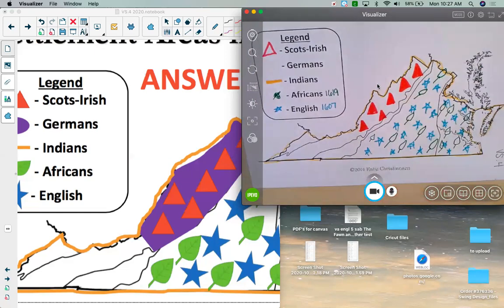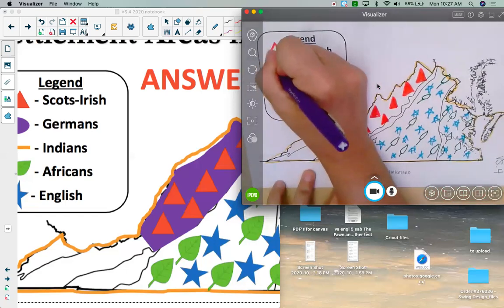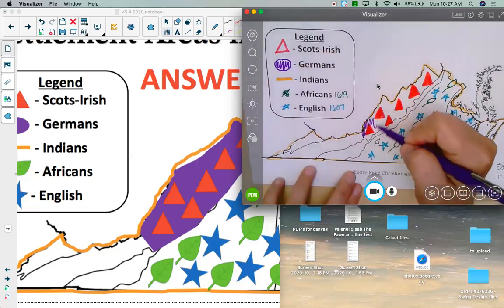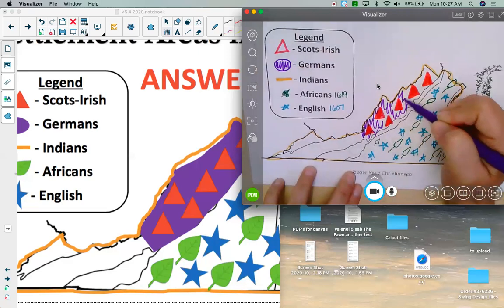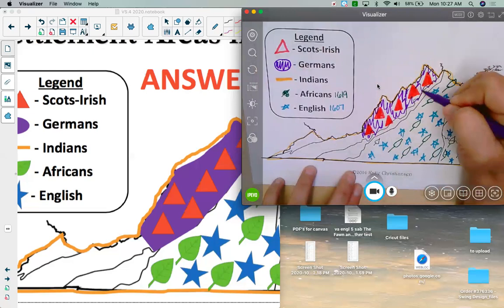And then the Germans came and they lived in the same area. So I'm just going to represent this by shading it in purple. So if you shade it around your red triangles, that will be where the Germans primarily settled.